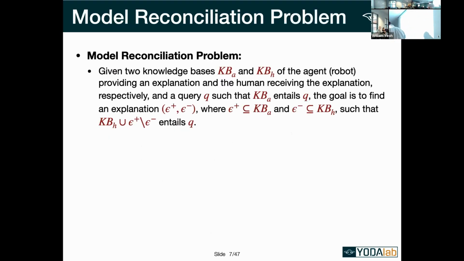So more formally, this is called the model reconciliation problem. This was introduced in the planning community, and you have two knowledge bases representing the models of the robot and the human. So KBA is the model of the agent or the robot. KBH is the model of the human. And you have some query Q, which is some question the human wants to ask the robot. And this Q here is true in the knowledge base of the robot, so it's entailed by KBA, but this query is not true in KBH.